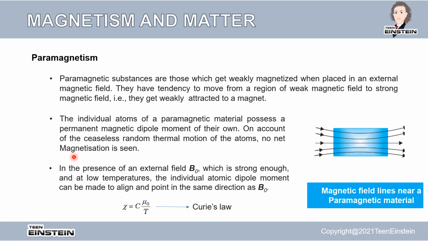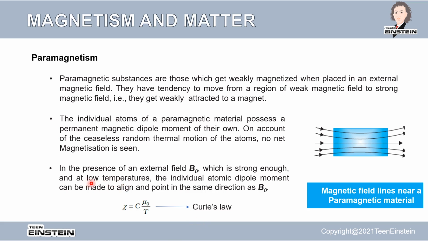See, for example, when you have a paramagnetic material at a higher temperature, they will have permanent dipole moments, but they will be randomly oriented, so they cancel out each other, so the net magnetization is zero. But when you reduce the temperature, what happens? They get more magnetized and the magnetization increases. So the magnetization of a paramagnetic substance depends on temperature, and this dependency is given by Curie's law.